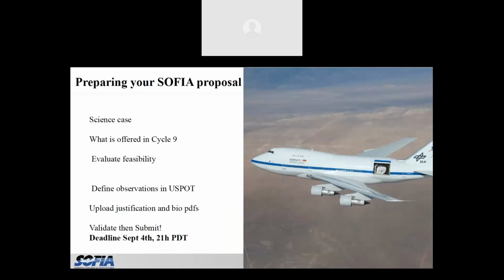Okay, so now I've gone through a very quick presentation of things you may need to have in mind on the fact that this is a moving telescope, 2.7 meters, with some jitter that is corrected, and 6 instruments on board, 5 of them being swappable. So now some tips on how to prepare your SOFIA proposal, going from the science case to submitting.